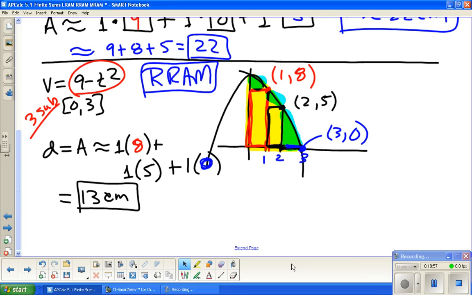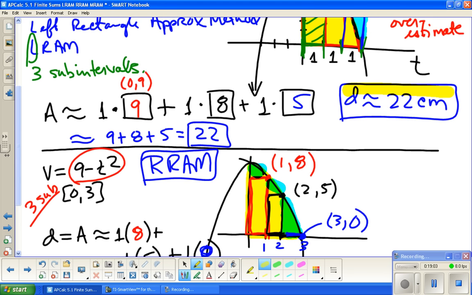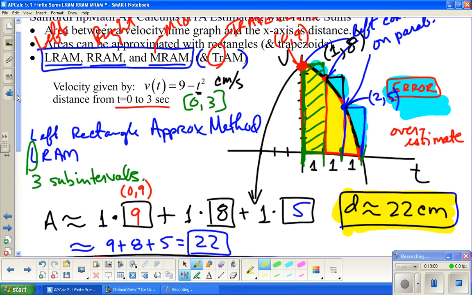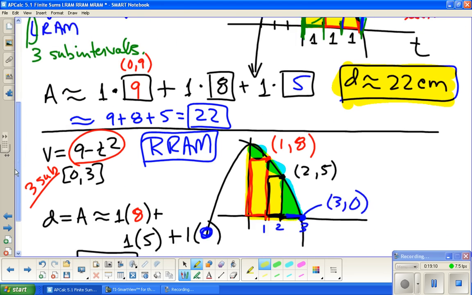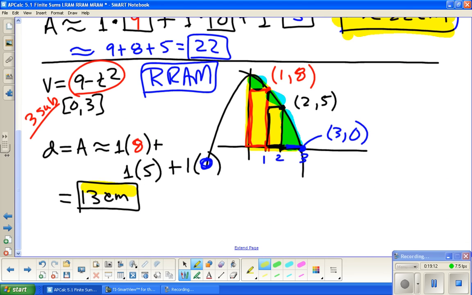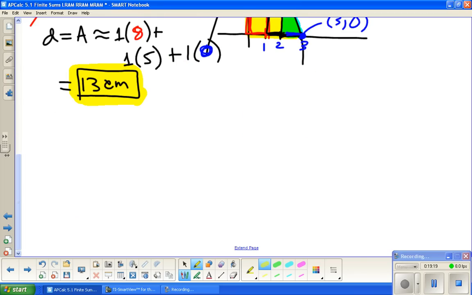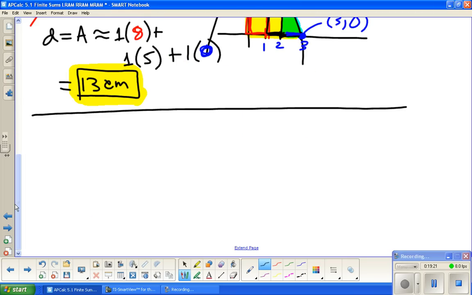All right, so let me just recap what happened here. This first approximation that we had was an overestimate at 22. This next approximation is an underestimate because I see area that I haven't covered. The last one is midpoint, MRAM. Okay, last one.